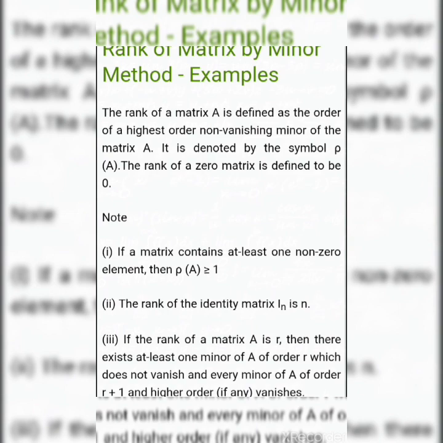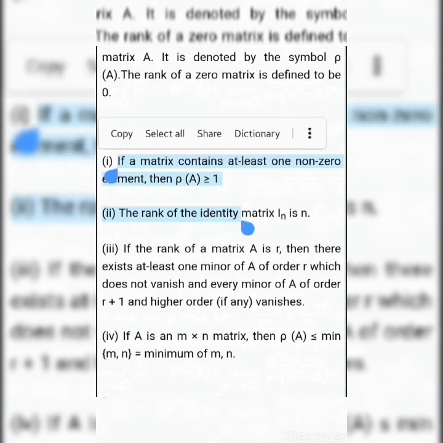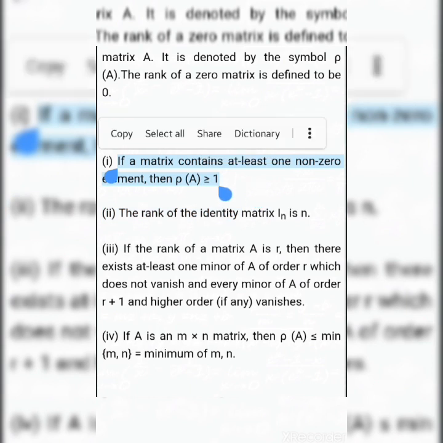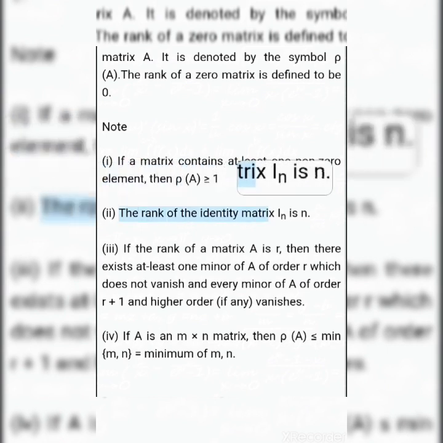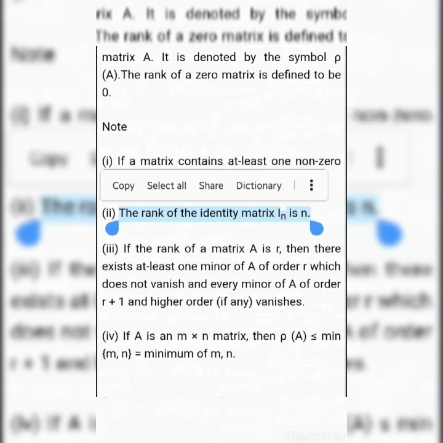Next some notes இப்போ வந்து பார்க்கலாம். அதில் first note என்னது அப்படின்னு பார்த்தோம் அப்படின்னாக்க, if a matrix contains at least one non-zero element, then rank of A is greater than or equal to 1. Second note, the rank of the identity matrix In is n.